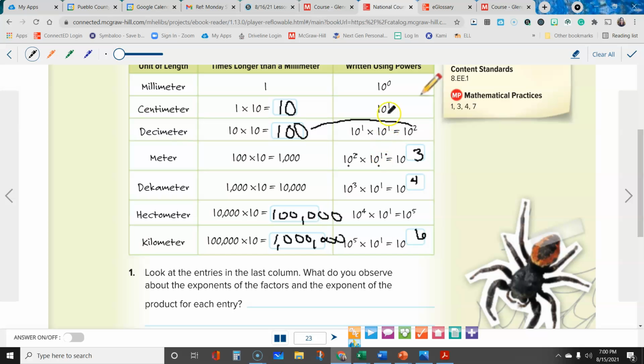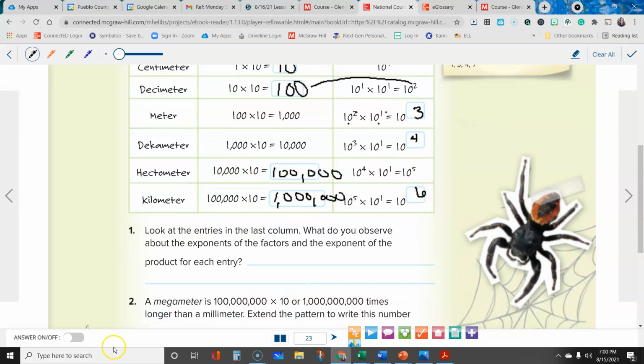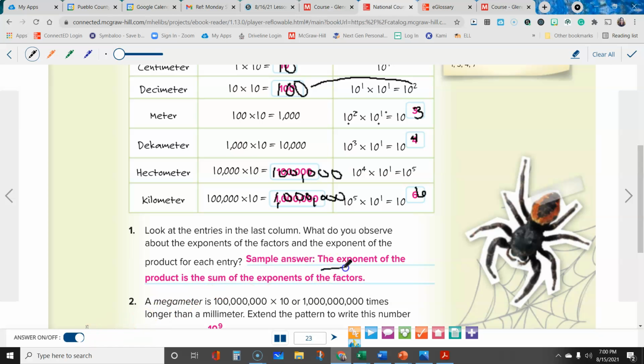So 10 to the 0, 10 to the 1, 10 to the 1 times 10 to the 1 is 10 to the 2. 10 to the 2 times 10 to the 1 is 10 to the 3. 10 to the 3 times 10 to the 1. What pattern do you see? Did you see that the exponent of the product is the sum of the exponents? Did you see that?